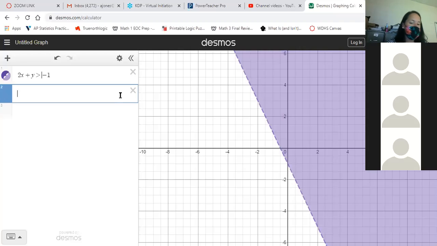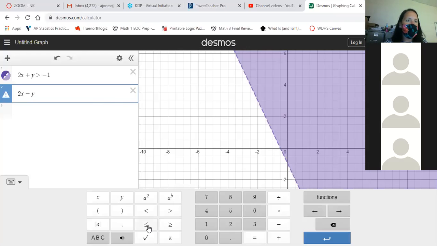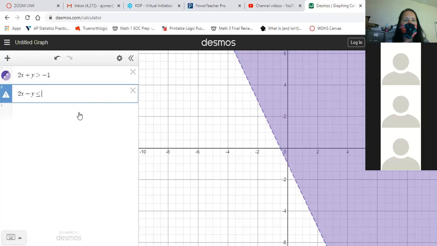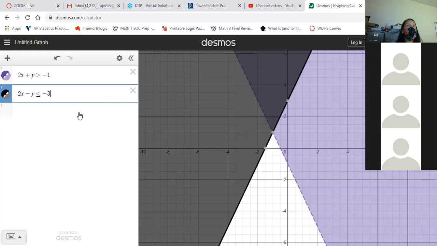Then your second one is 2x minus y is less than or equal to. I can't get that on my keyboard, so I got to go down here to less than or equal to. And -3. So what you'll see on your answer sheet is only that dark stuff up there, that dark triangle. That's all you'll see shaded. So again, what do you watch out for? Solid and dashed, and where that triangle is. That's it. Is everybody good?